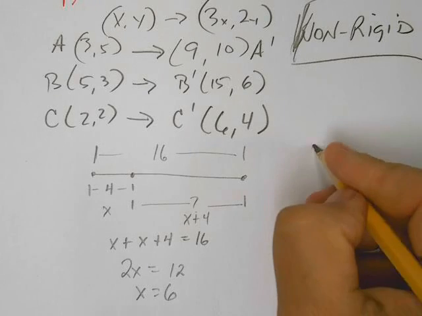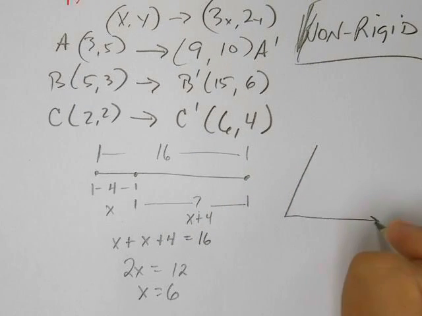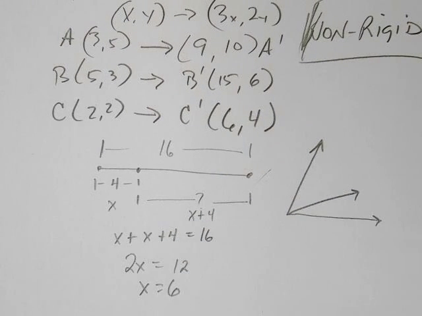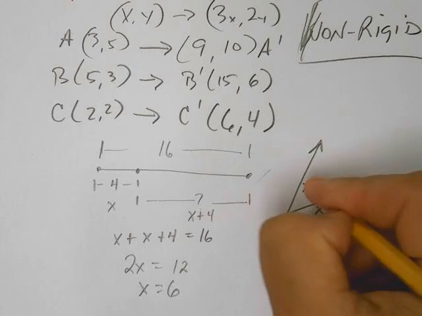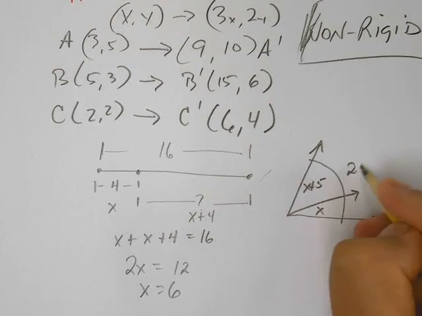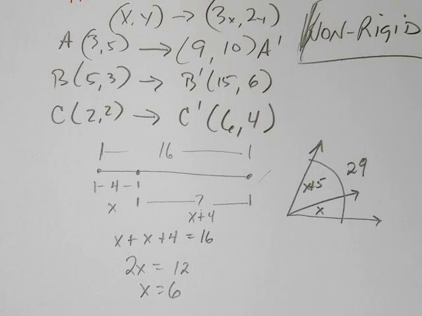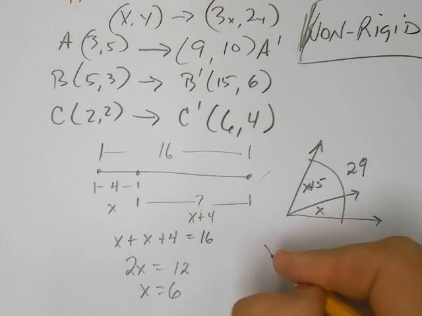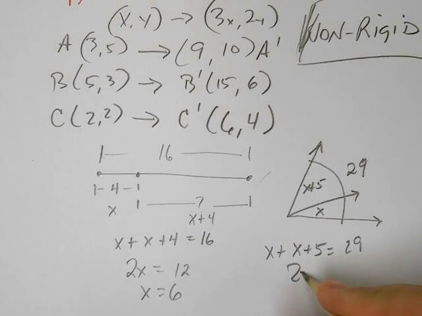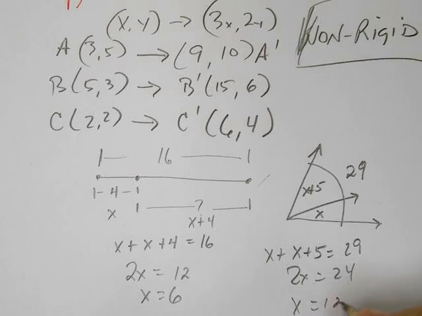Okay. The exact same thing has to happen for the angle addition postulate. If this is x and this is x plus 5, let's say, and this whole thing is 29. Okay? So then we'd go x plus x plus 5 is equal to 29. 2x is equal to 24, and x is equal to 12. Okay, so the segment addition postulate and the angle addition postulate are also possibly on the quiz. We good?